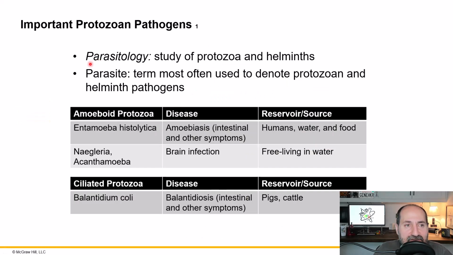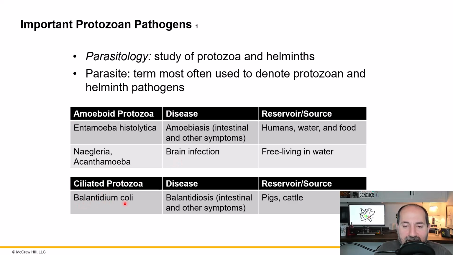We should know that some of these protozoa are important pathogens. And here's some examples. Entamoeba histolytica, which is a type of amoeba. It causes amoebiasis, or an intestinal disease. Naegleria, which causes a brain infection. Remember, we talked about Naegleria fowleri, found in the lakes around Texas, which can cause the brain-eating amoeba, the brain infection.